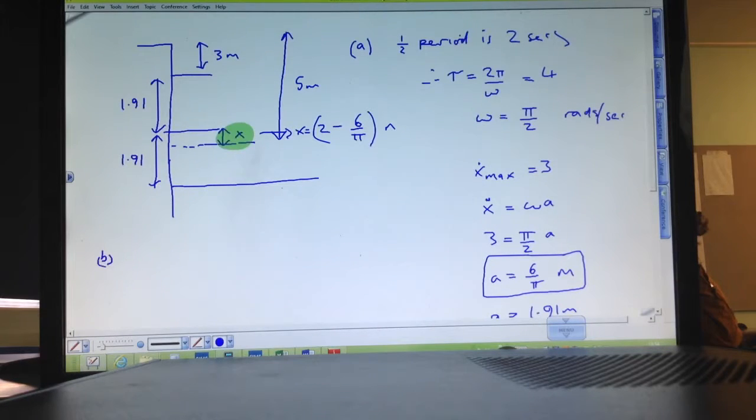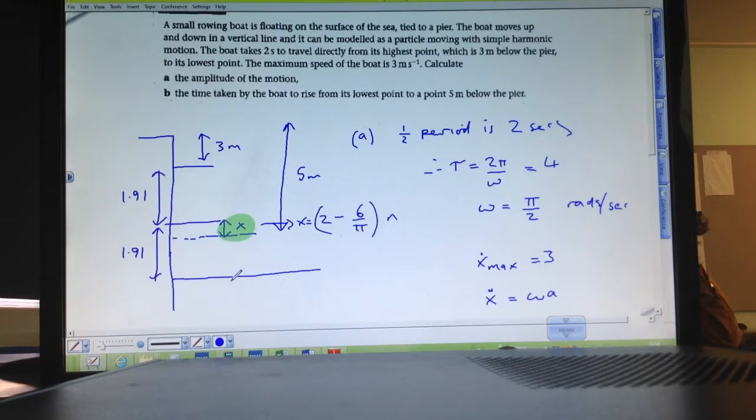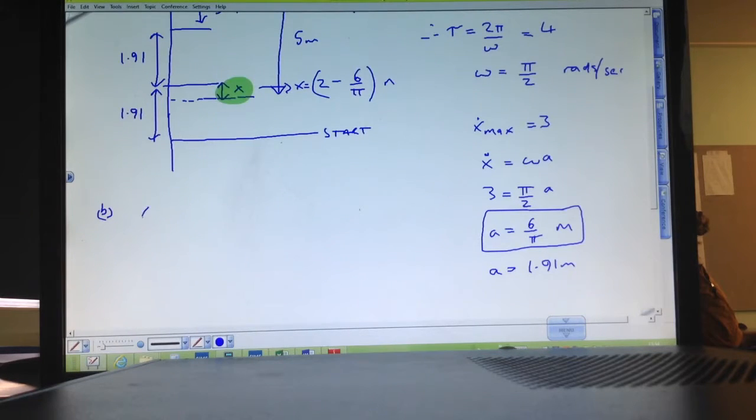So B, right, it says from its lowest point. So which one do I use if I'm starting at lowest point? So I'm going to put down here start. If I'm starting at lowest point, which one, cos or sin? Cos. If you think of that circle, the cos starts at the extremity. So we're going to use x equals a cos omega t.